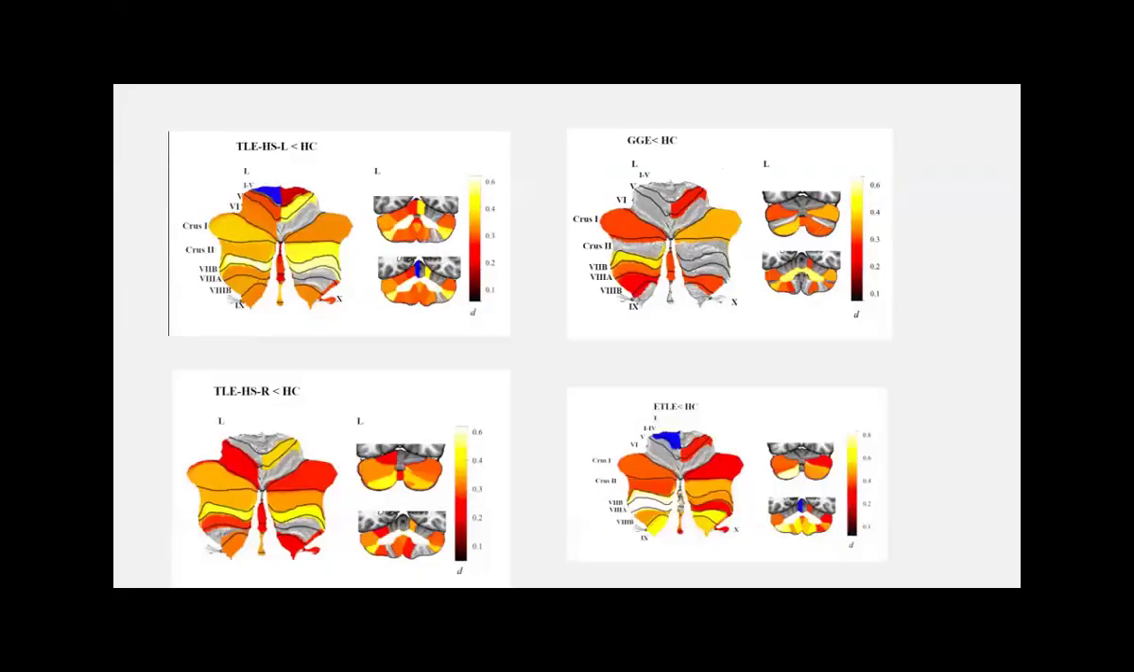Here we can see the yellow or orange shaded regions show more atrophy. In temporal lobe epilepsy with hippocampal sclerosis, more posterior lobe atrophy is seen, whereas there is minimal posterior lobe atrophy in generalized epilepsy. In extratemporal epilepsy, predominantly posterior lobe atrophy is also seen.